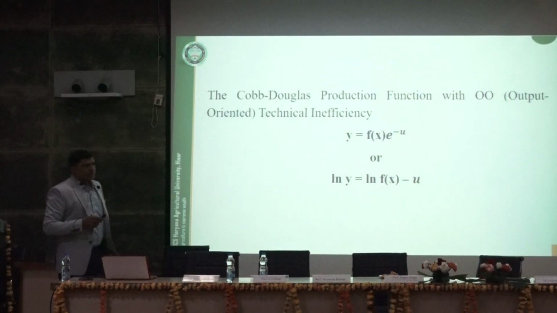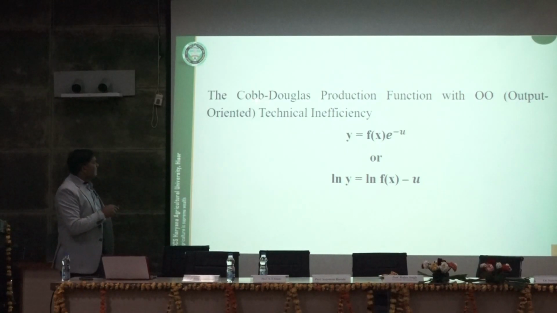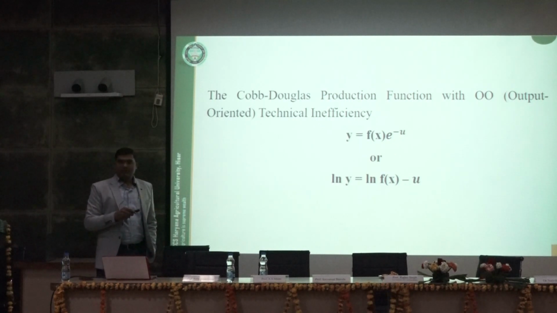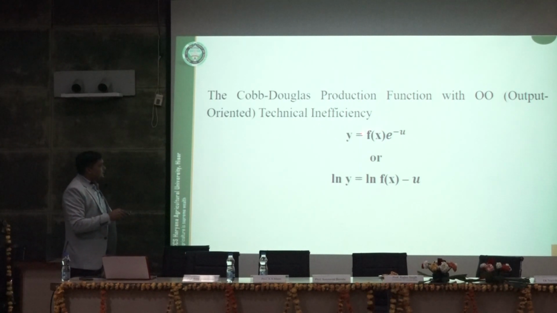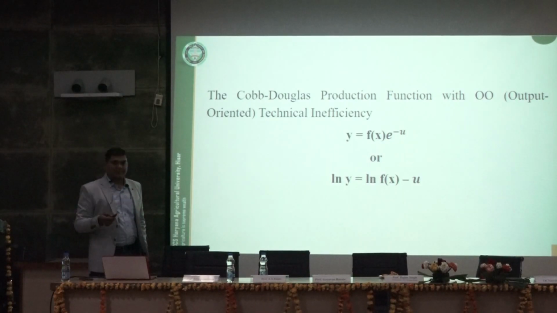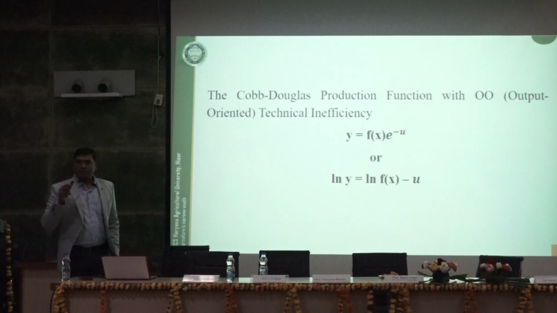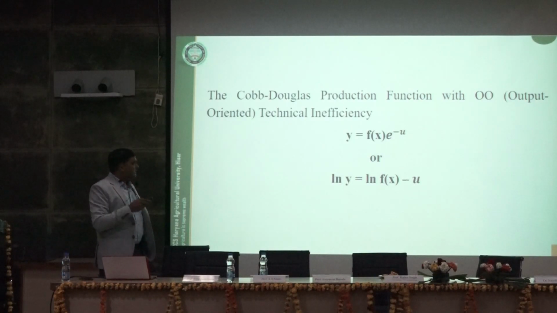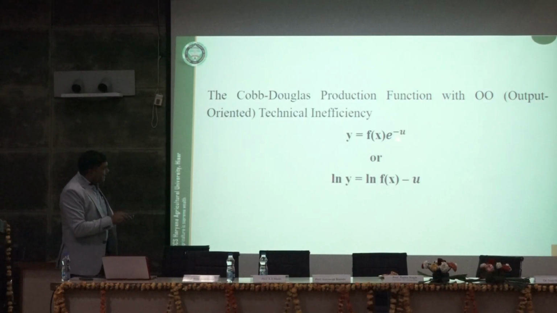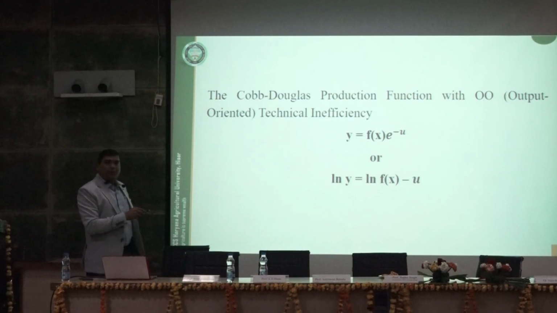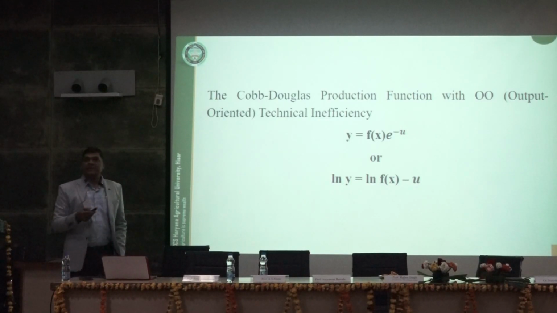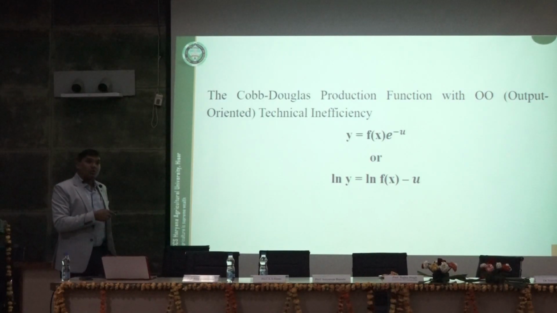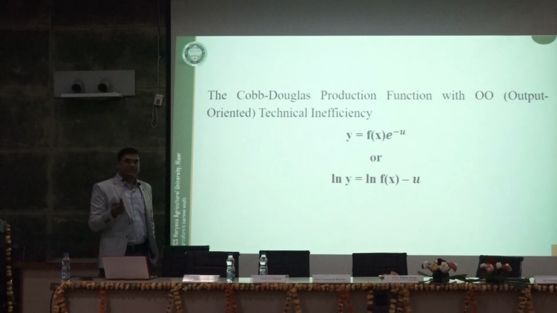So in this function, how does inefficiency occur? In the Cobb-Douglas function, y is equal to f of x, and this mu is the factor of inefficiency. In the next lectures we will discuss inefficiency. So how to measure the inefficiency using the Cobb-Douglas production function, we will discuss later.